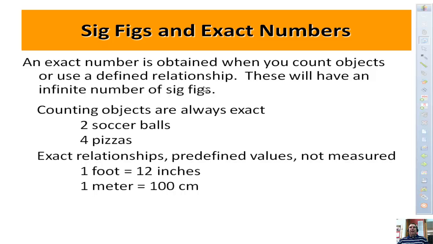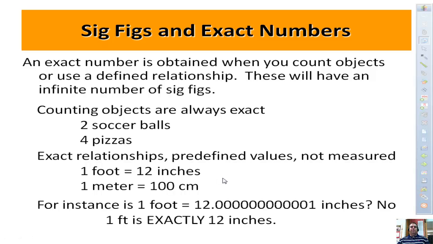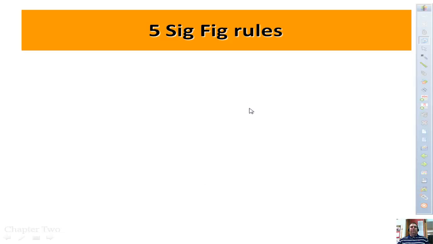Things that you can count. When I say that there are 10 students, those are exact students. I mean, we don't have 3/8 of a student. We know that each individual is one whole student, and those are infinite. And then, like I said, 1 foot, 12 inches, 1 hour, 60 minutes. Those are exact, and those are infinite Sig Figs. For instance, 1 foot is not 12.000001 inches. No, it's exactly 12 inches. And those exact things have infinite Sig Figs.